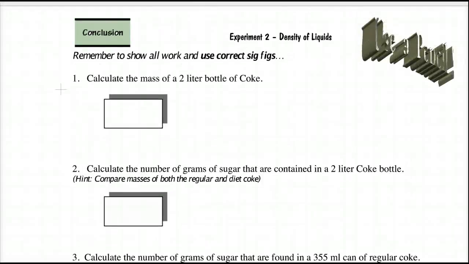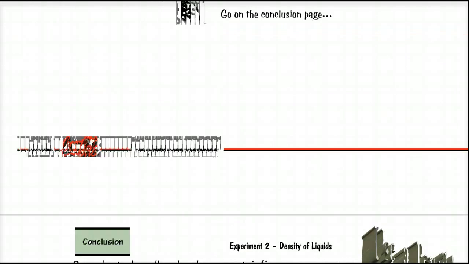The second objective is to come up with the amount of grams per can of Coke. In fact, let's just continue with this and keep this the same video. How am I going to do that? Well, the first step is to calculate the mass of a 2-liter bottle of Coke. How am I going to do that? Very simply, I'm going to go back to my data, the mass of a 2-liter bottle of Coke.